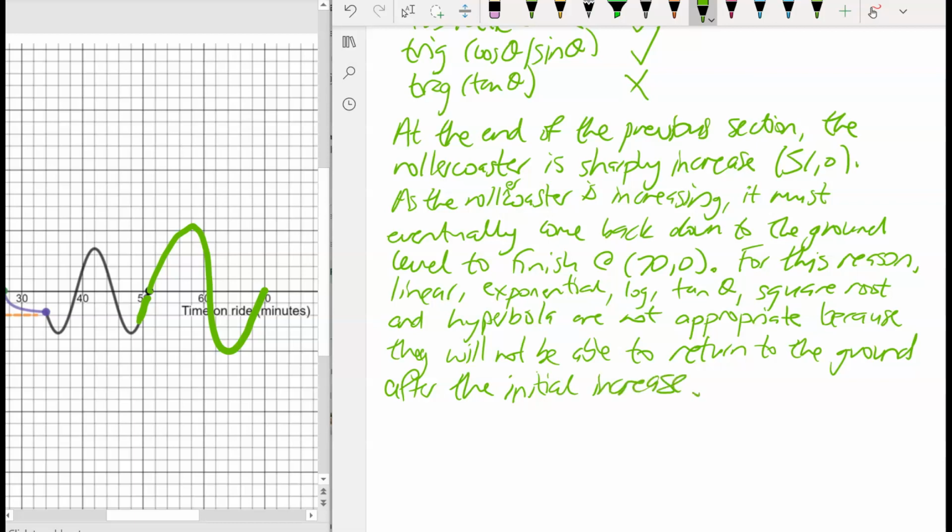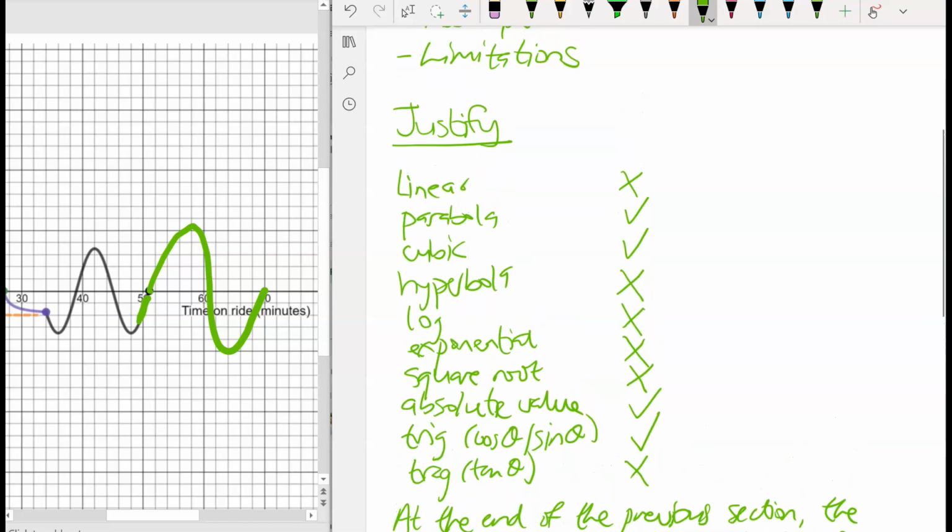Okay, so for that reason, we've actually eliminated most of ours. So gone, gone, gone, gone, gone, and gone. So we're now left with 4 of the choices. Now what we need to do is consider, well, what is the next criteria, and will any of the models not fit that criteria?